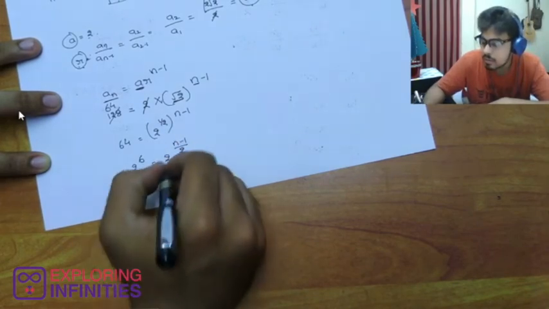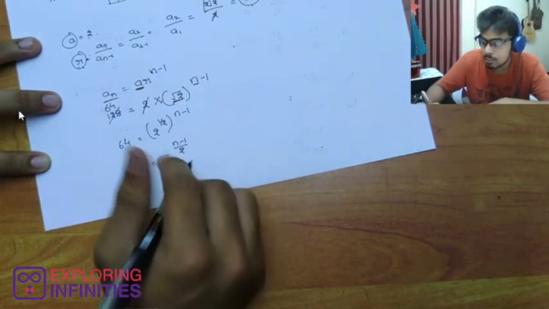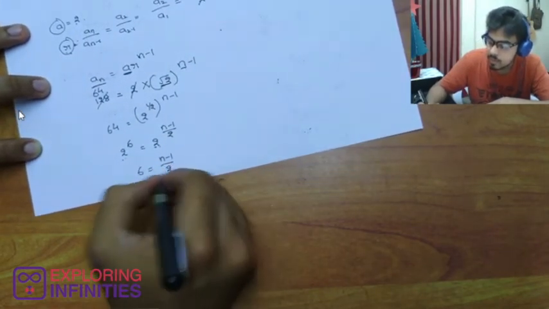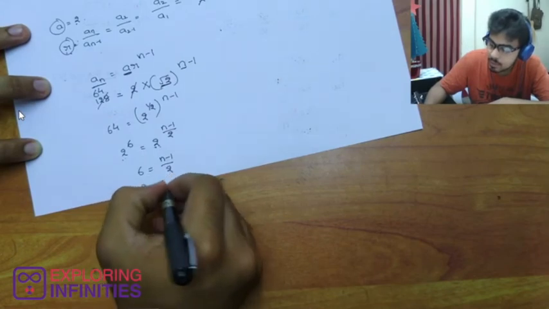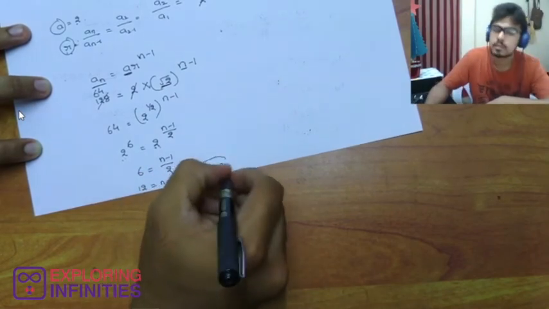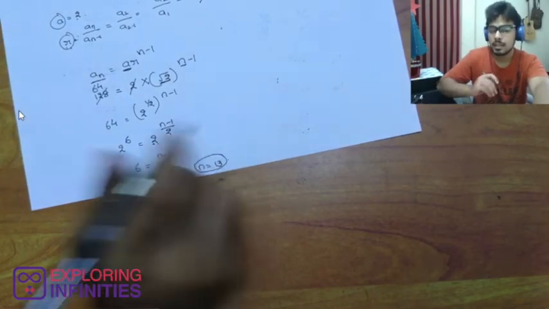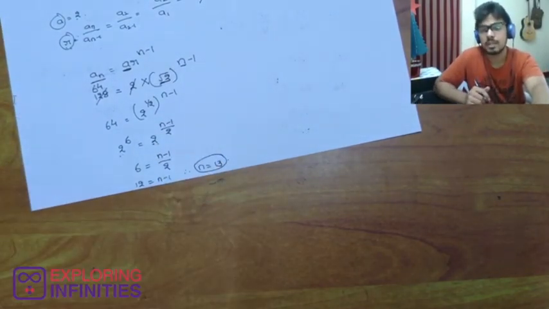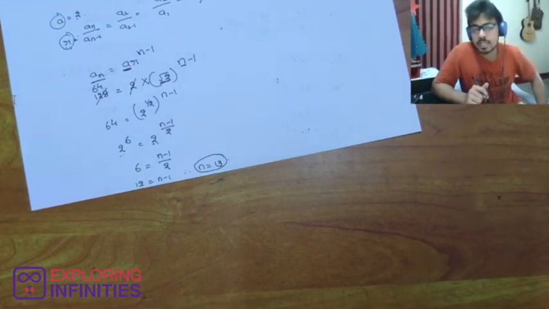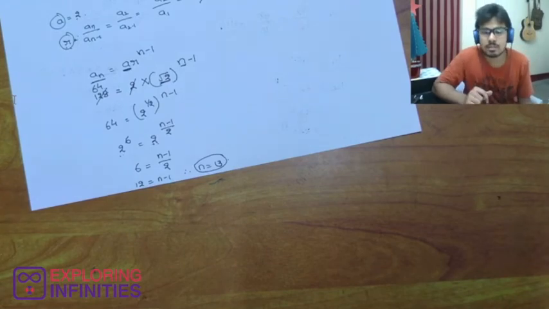So the base is equal, then the powers should be equal. 6 is equal to n minus 1 by 2. 6 times 2, 12, is equal to n minus 1. Therefore, n is equal to 13. As simple as it is. Alright, this is how simple geometric progression is. You just need to be good at solving quickly. You just need to be good at multiplications and divisions, and you should be careful with the symbols. That's it. Alright, I wish you good luck.